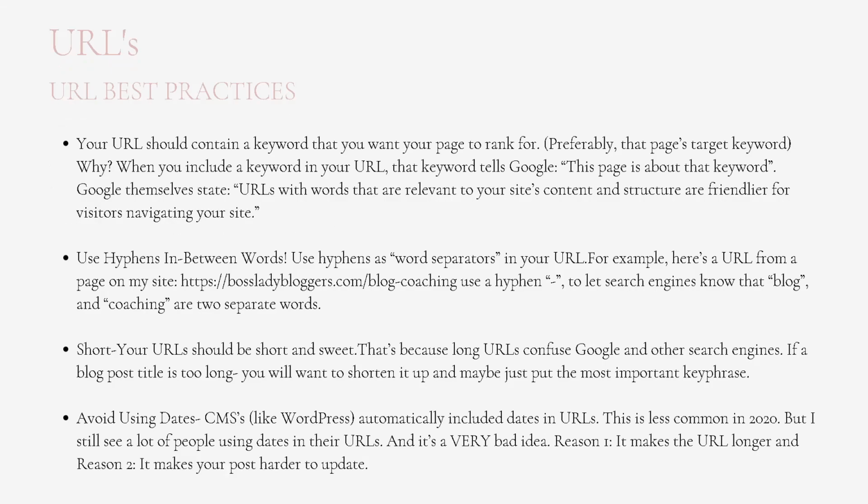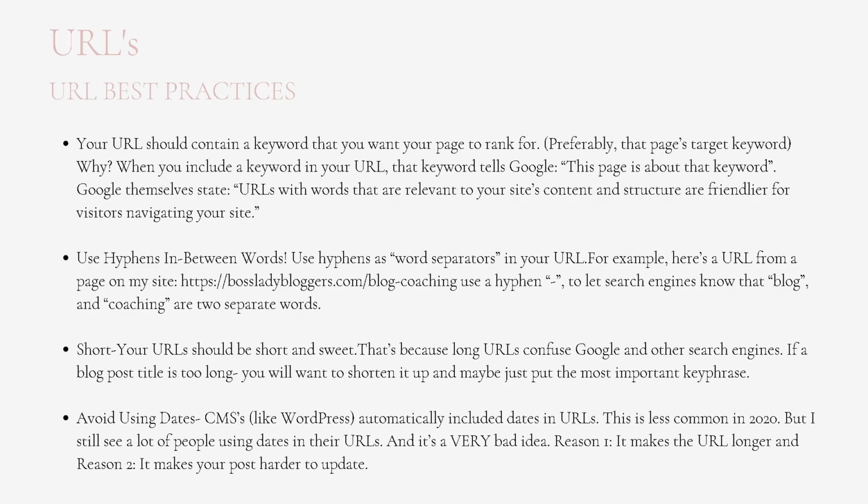URL best practices. Your URL should contain a keyword that you want your page to rank for, preferably that page's target keyword. Why? When you include a keyword in your URL, that keyword tells Google this page is about that keyword. Google themselves state URLs with words that are relevant to your site's content and structure are friendlier for visitors navigating your site.